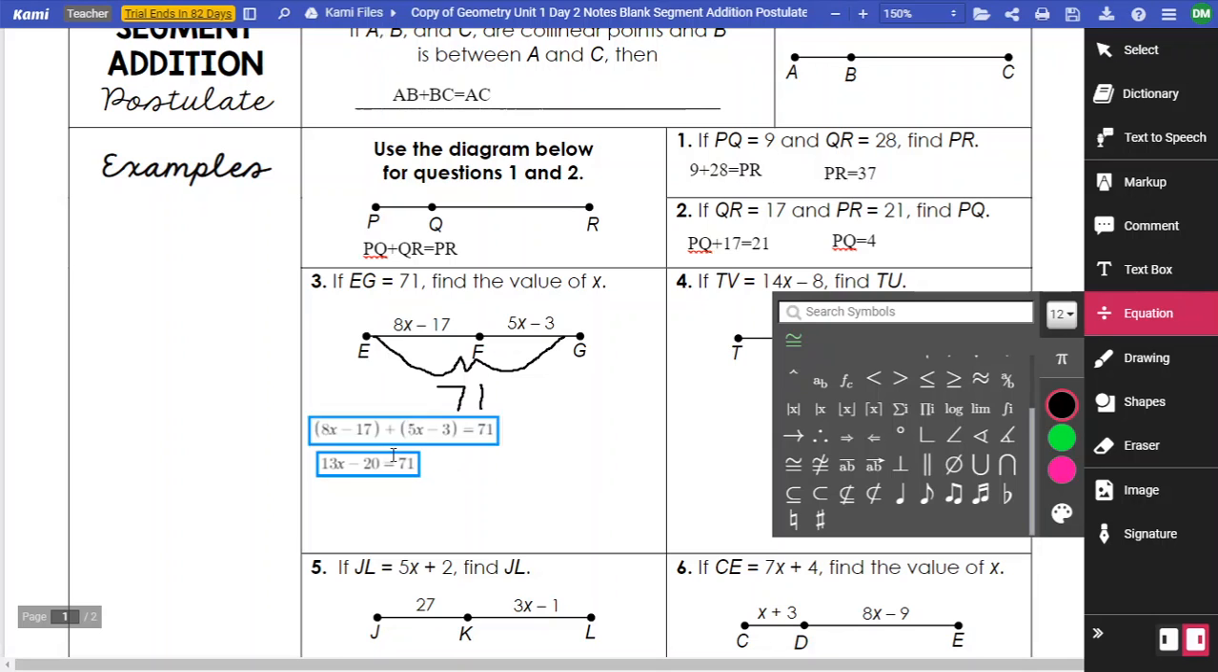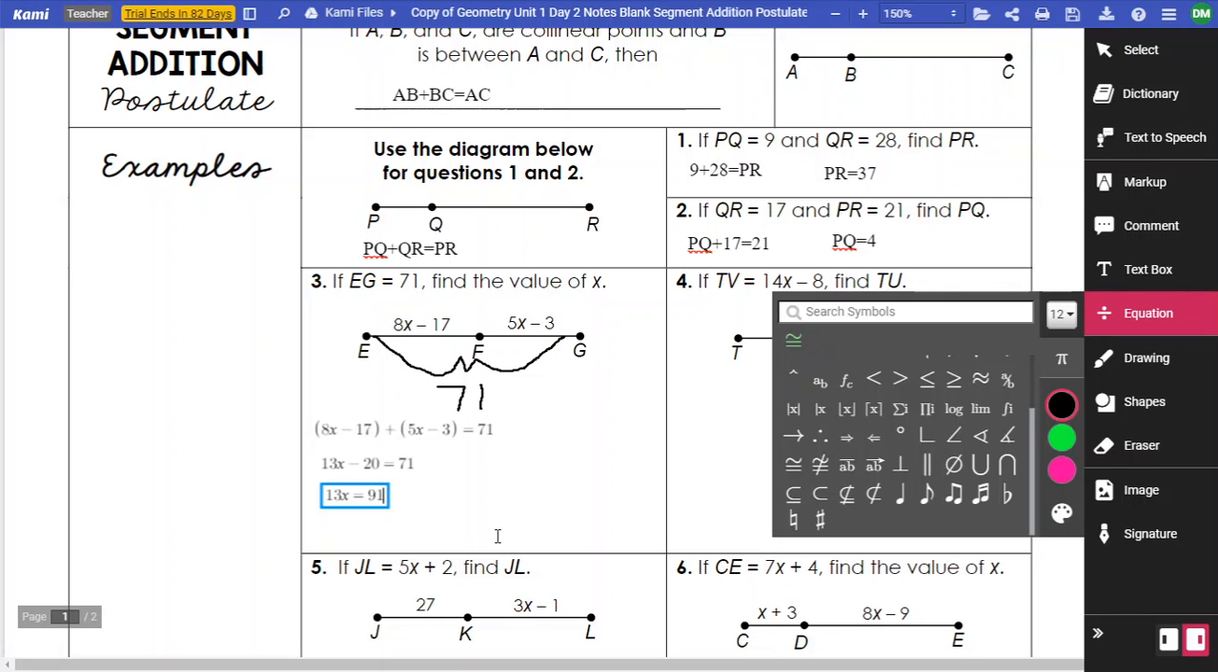Okay, algebra tells us that next we want to add this 20 to both sides if we want to find out what x is. So if I add 20 to the left side, I'm just left with 13x. And if I add 20 to the right side, because if I add it to one, I've got to add it to the other, I end up with 91.